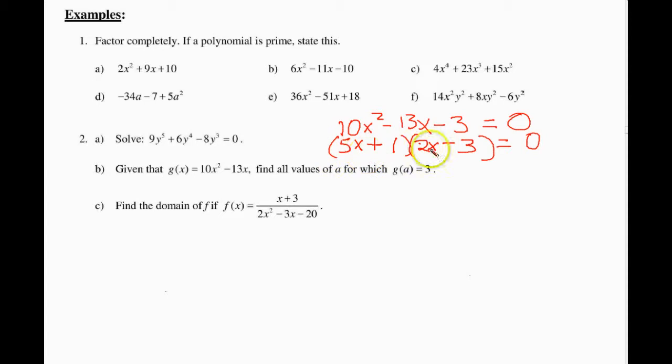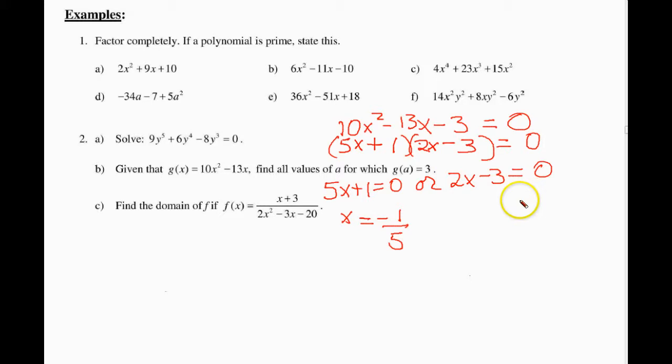So foiling that checks. So now it's 5x plus 1 equals 0, or 2x minus 3 equals 0. Transpose the 1, that's going to give you a negative 1, divided by 5, a negative 1/5. And this one is going to be a 3, and then divided by 2. So these are my answers for letter B.